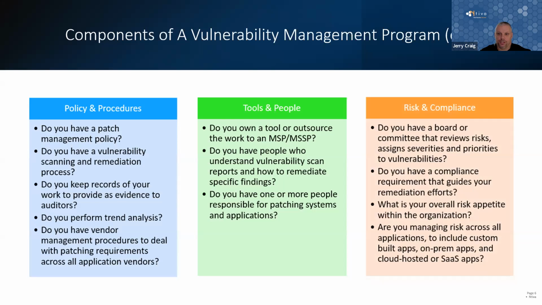And last but not least, the risk and compliance part. Do you have a board or committee that reviews risks, assigns severities and priorities to vulnerabilities? So the first half of that is, do you have a board or committee, a C-suite, somebody or some group of people who you have to report this information up to? And do you assign the severity levels and priorities? Do they assign it? How do you quantify what it's going to take from a cost perspective to either buy the right tools, get the right upgrades, hire the right people, the amount of time it's going to take? And how do you prioritize this with all the other work that you invariably have already in your pipeline? Do you have a compliance requirement that guides your efforts?